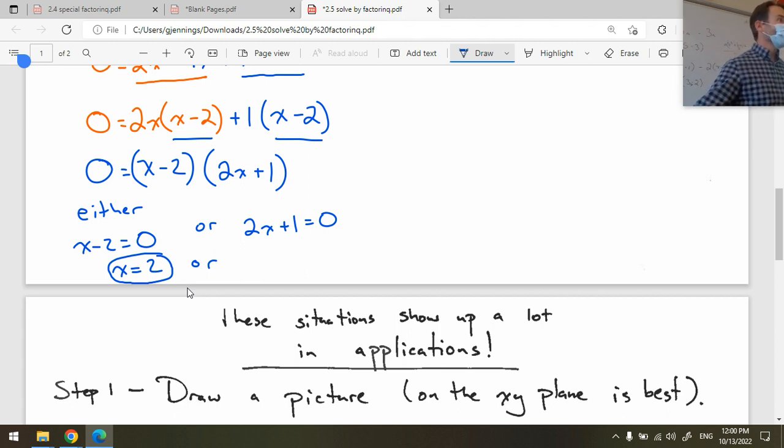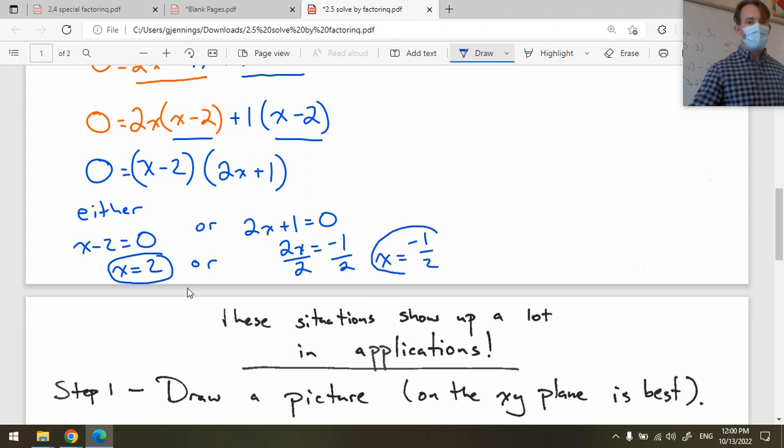Yeah, negative 0.5 or negative 1/2. Good. So the way you do these is just use your inverse operations. So then we know that 2x is equal to negative 1. Subtract 1 from both sides and then divide both sides by 2 to get x equals negative 1/2. Negative 0.5, perfect. That's fine too.